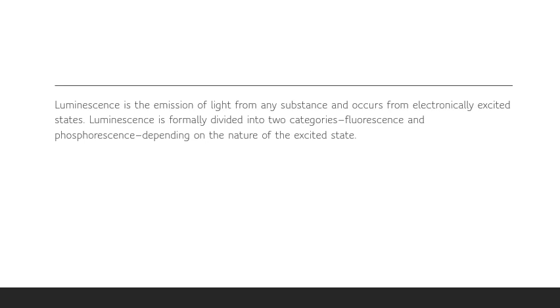All of you are aware of this word luminescence. Some materials give luminescence property. It glows. Basically, the meaning of luminescence is the emission of light from any substance, and it occurs from electronically excited states. Basically, this is divided into two categories: fluorescence and phosphorescence. Whether your output is fluorescence or phosphorescence depends on the nature of the excited state.